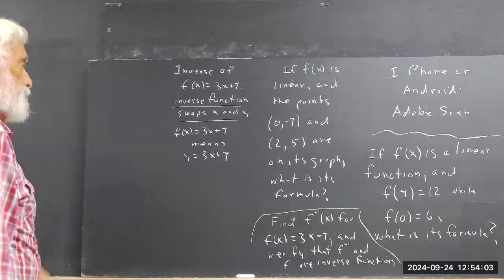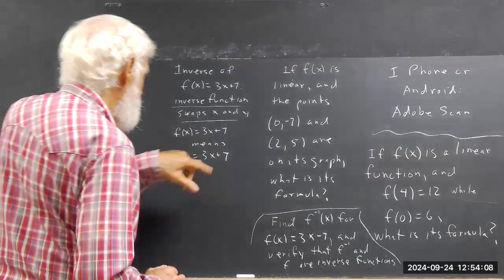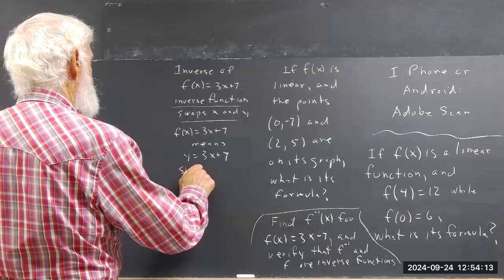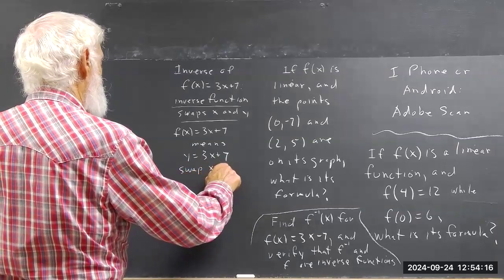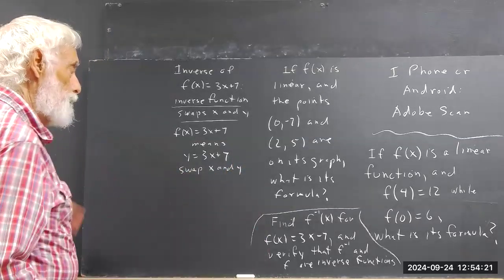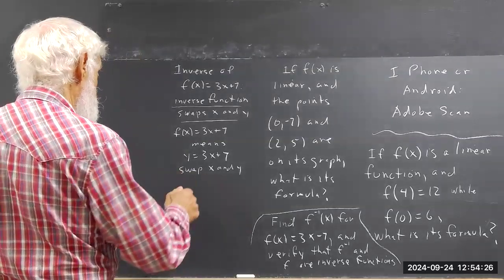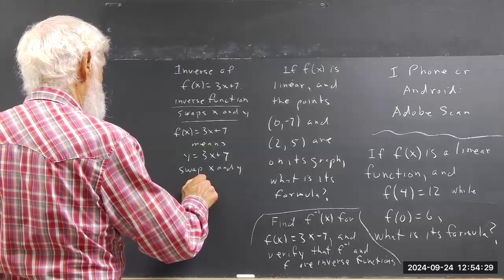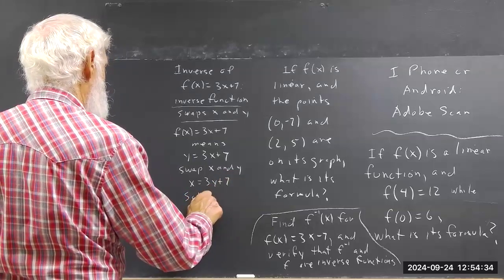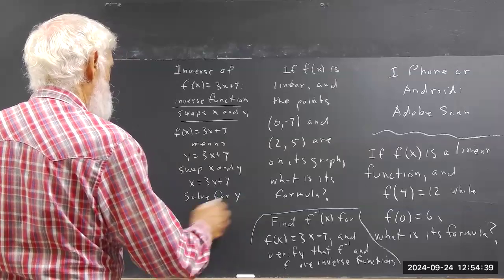So x equals 3x plus 7 means y equals 3x plus 7. It's not a great statement, but you can use that. Or you could say reverse, you know, whatever word makes sense to you. Switch x and y. Lots of different ways to say it. I'll just put 3 dots here.